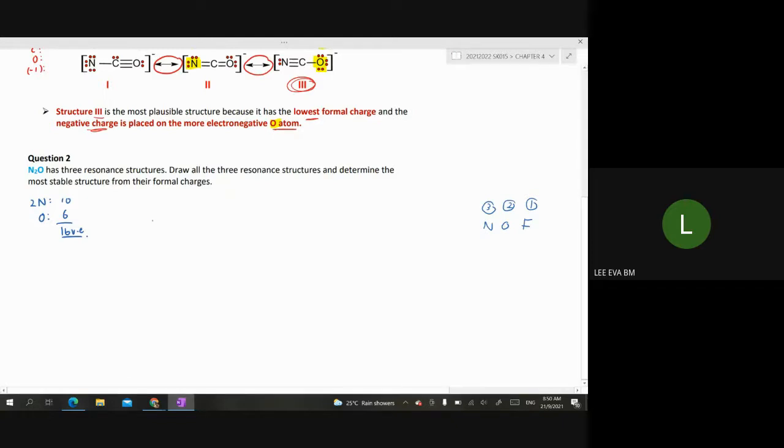Okay. So we build out the skeletal structure first with the least electronegative atom standing in the middle. So the structure is NNO. Okay. Then using step three and step four, we fill the surrounding atoms with octet electrons. And now we have finished using the 16 electrons.